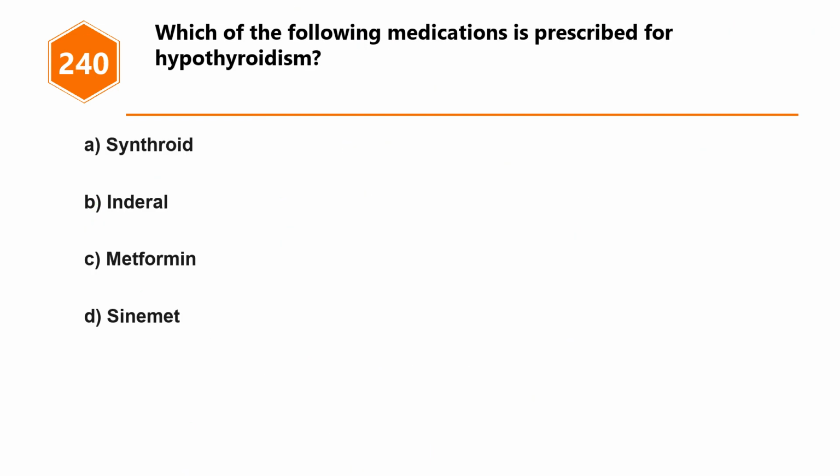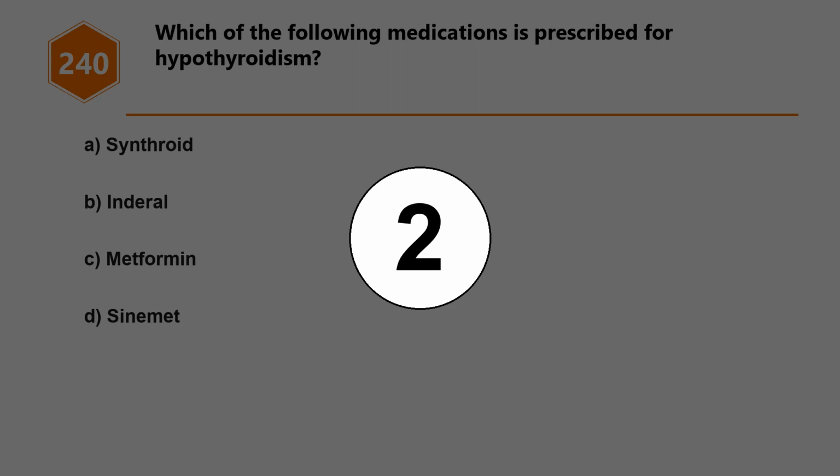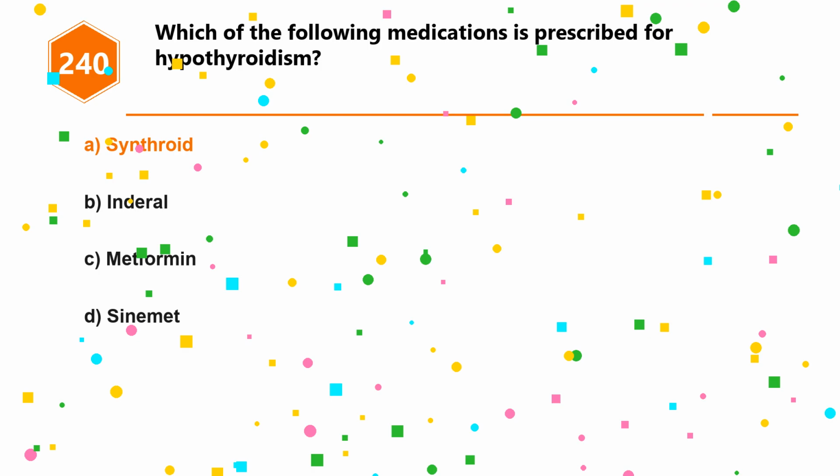Question 240. Which of the following medications is prescribed for hypothyroidism? Option A, Synthroid. Option B, Hindrel. Option C, metformin. Option D, Simet. The correct answer is option A, Synthroid.